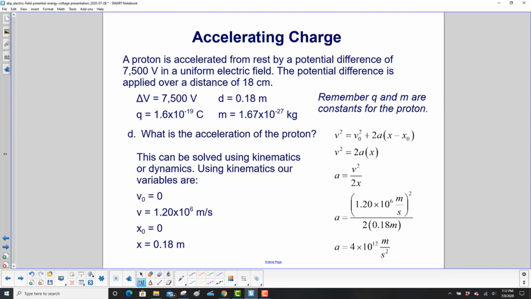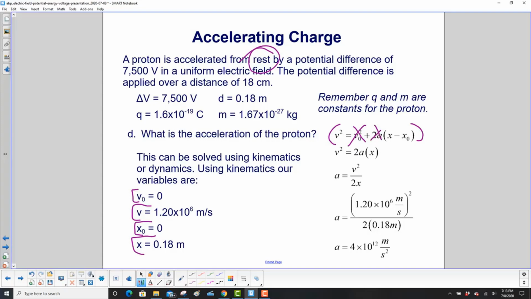Kinematics time. We want to find the acceleration of the proton. Well, we're at rest, so v0 is equal to 0. We have the final velocity that we calculated, and we're going to say we start at x0 equals 0, and then we traveled 18 centimeters or 0.18 meters. There's no time here, so the third kinematics equation comes in. This is 0, this is 0. We have 2a delta x.